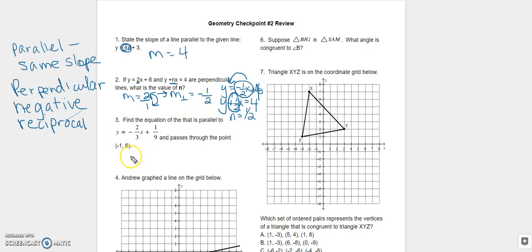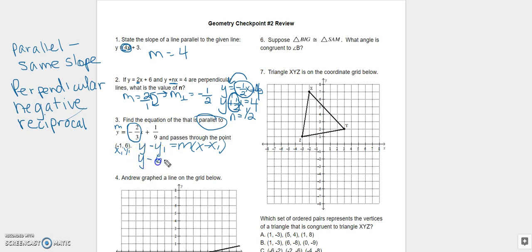Number 3, find the equation of the line that is parallel to y equals negative 2/3 x plus 1/9 and passes through the point negative 1, 6. Okay, most people liked the slope-intercept form, or point-slope form: y minus y1 equals m times x minus x1. Since they're parallel, they're going to have the same slope, so I'm going to use the same slope, m equal to negative 2/3. Negative 1 is my x1, 6 is my y1, and then I'm just going to substitute those values in.